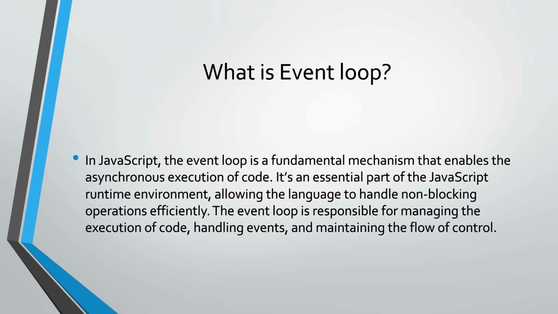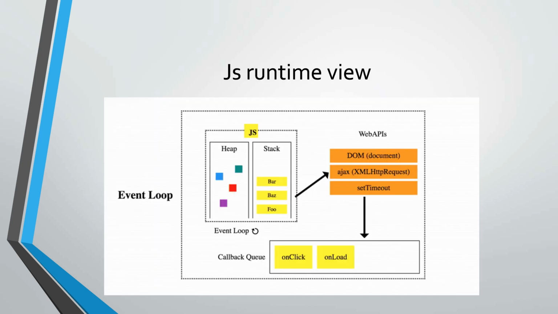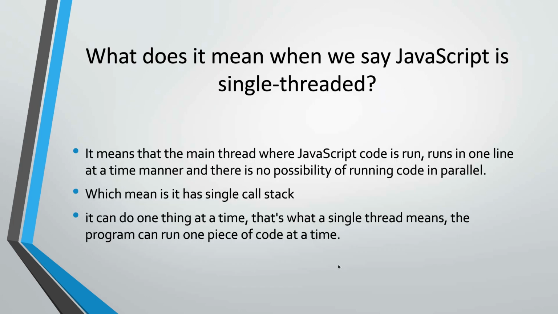So there are a lot of words, right? So this is the JS runtime view. The event loop is this part, so we're going to deep dive into what it does. This is the heap where objects live, this is the stack, this is the web API, and this is the callback queue.